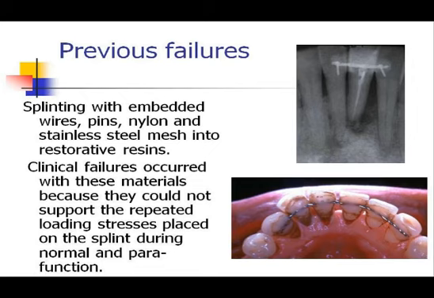And these frequent repairs were because of the loading stresses that we saw on periodontally mobile, occlusally compromised teeth, both in normal function and in parafunction.